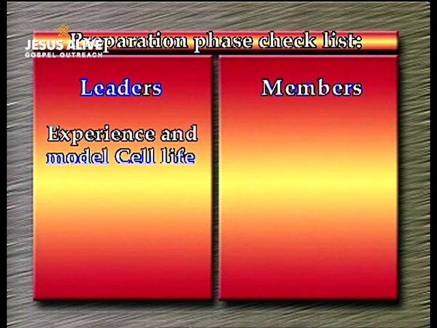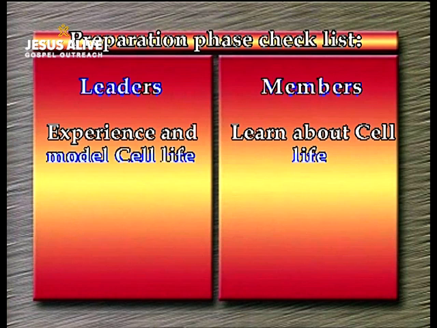We have two columns in this. On the left-hand side, we have leaders. On the right-hand side, we have members. For the leaders, experience and model cell life. Remember, in our earlier lesson, we came to the understanding that unless the leadership in the church understands the cell process and life within the cell, they will never transmit that effectively to their congregation. So leaders need to experience and model cell life for the church.